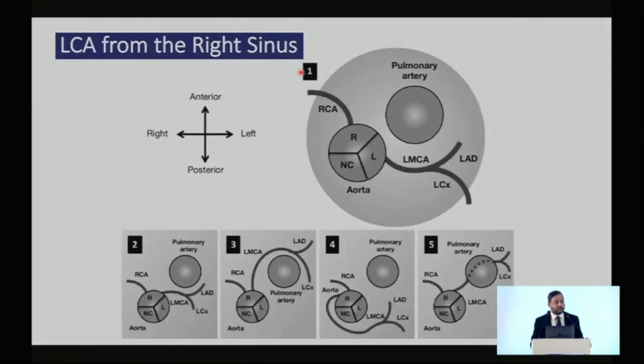Coming to the last of our discussion, that is the left coronary artery from the right sinus. Whereas circumflex and RCA are very disciplined, left coronary artery from the right sinus is notorious.